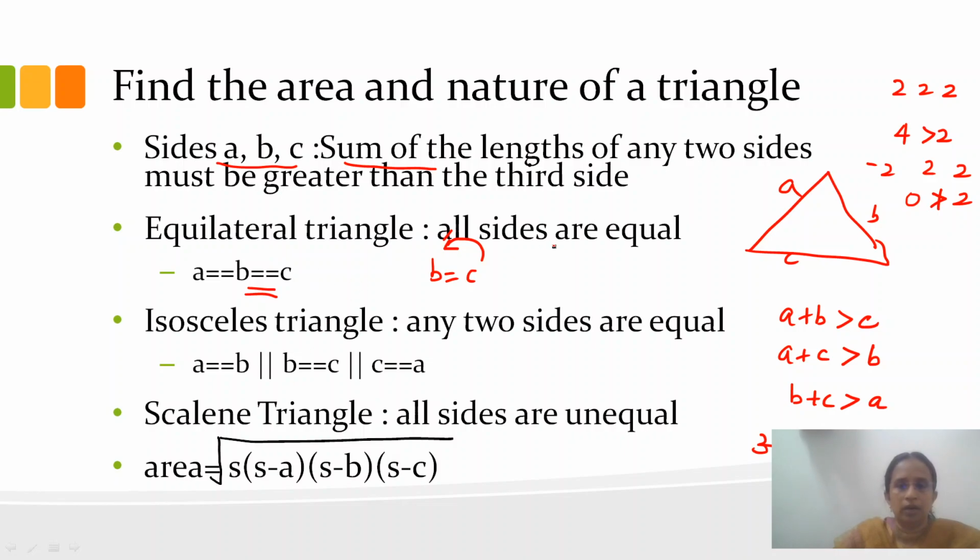Otherwise, if a triangle has only three sides, either all the sides are equal or two sides are equal. Otherwise, what will happen? It is a scalene triangle.